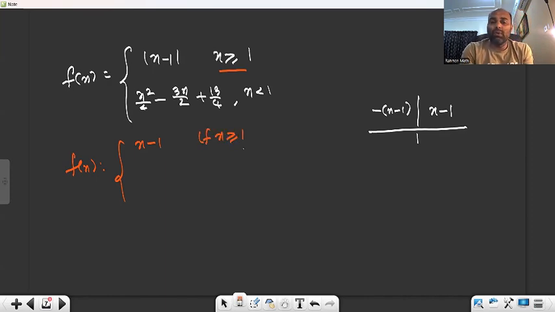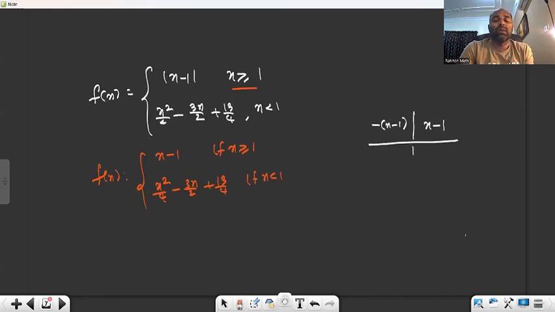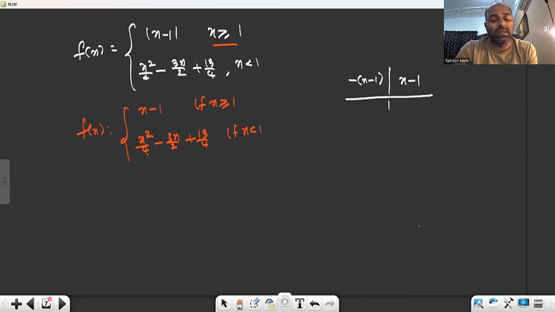But for less than 1 we don't have a modulus. So the remaining part you can write: x square by 4 minus 3x by 2 plus 13 by 4 if x is less than 1. I rewrote the function. Whenever any modulus is coming, immediately change it, even if it is integration or differentiation or functions. Don't forget, many times we have done it this way.